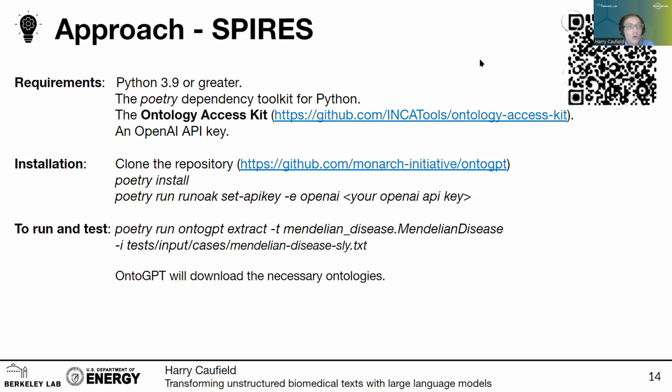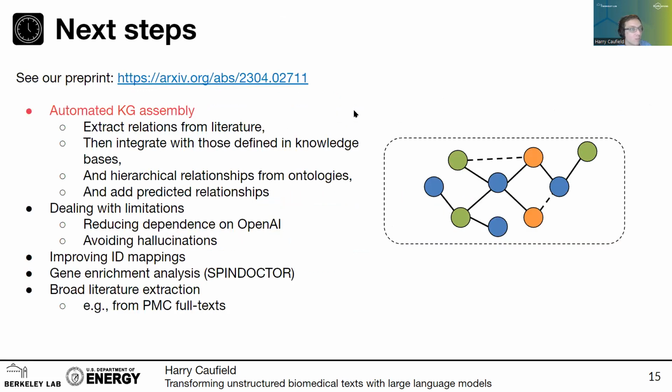I'm not going to spend too long on this, but if you want to go ahead and try it yourself, now this is the recorded version, so feel free to pause your presentation here and click on that link or scan that QR code, and you yourself can go and try SPIRES through the OntoGPT package. OntoGPT will happily download all the necessary ontologies that are defined in a given data schema, and you can even create your own data schemas for your own use cases.